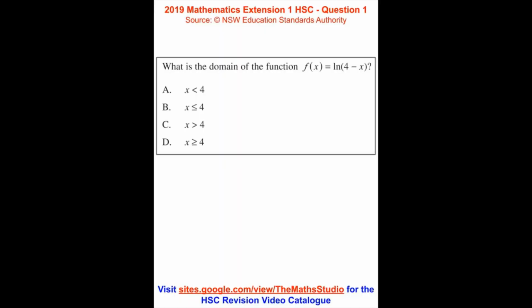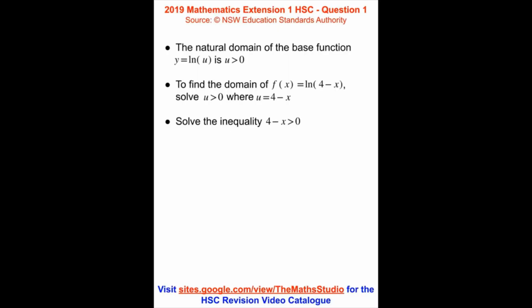Question 1. What is the domain of the function f of x equals ln of 4 minus x? The natural domain of the base function y equals ln of u is u's greater than 0. To find the domain of f of x equals ln of 4 minus x, we need to solve the inequality u greater than 0 where u is equal to 4 minus x. So we need to solve the inequality 4 minus x greater than 0.